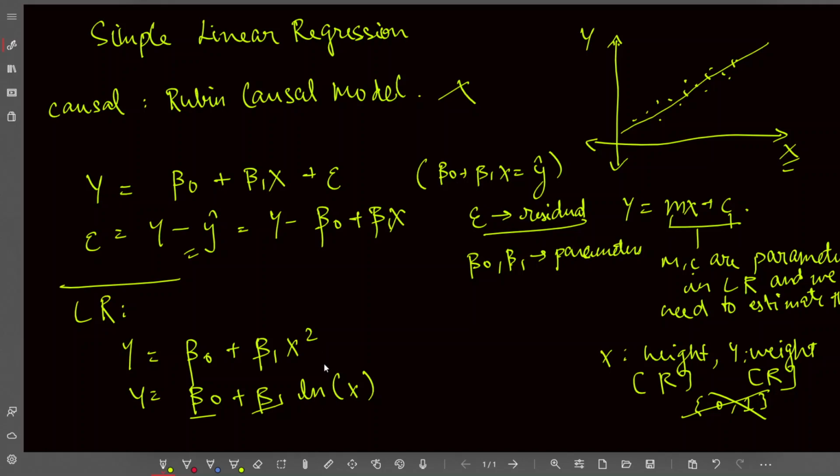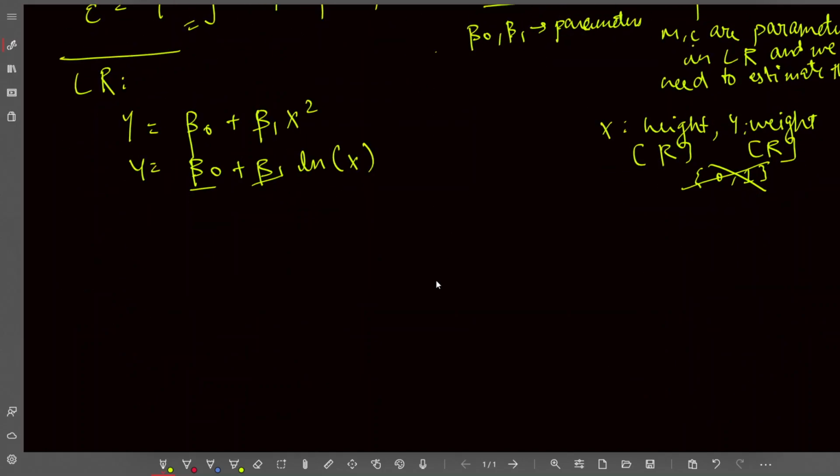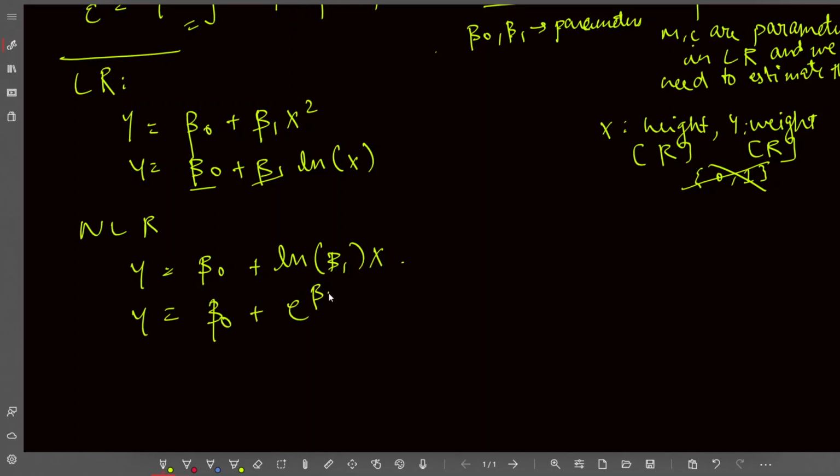However, nonlinear regression would be something like y equals beta naught plus ln of beta 1 x, or y equals beta naught plus e to the power beta 1 x. This is a nonlinear regression relationship between the independent variable and the response variable.